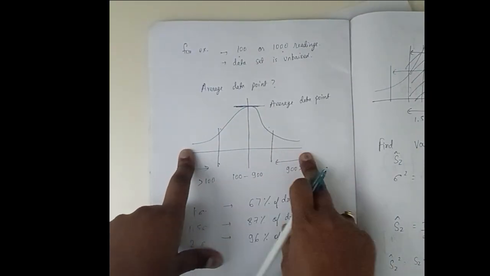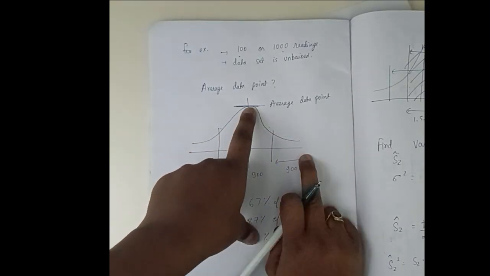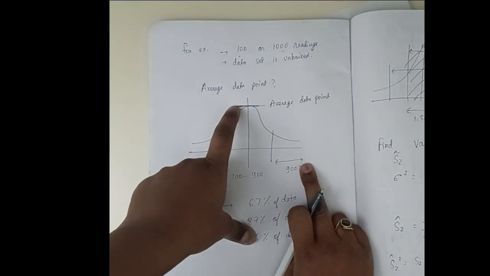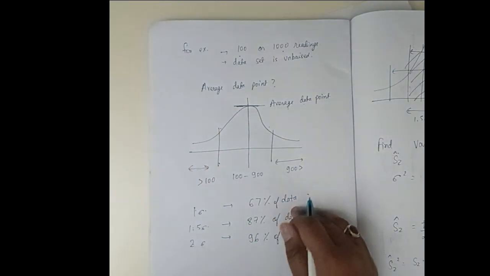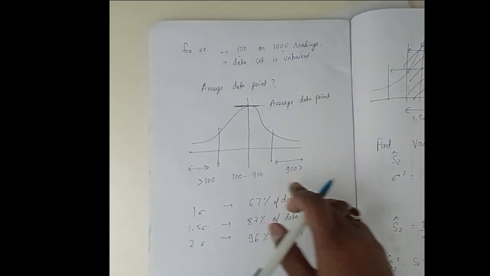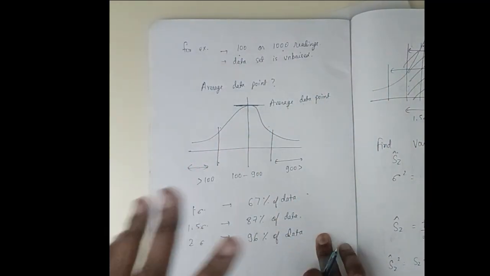So for the normal distribution curve, the point where it touches the 0 is the average data point, and the highest point of the curve, which we can also loosely call the amplitude, is known as the average data point.